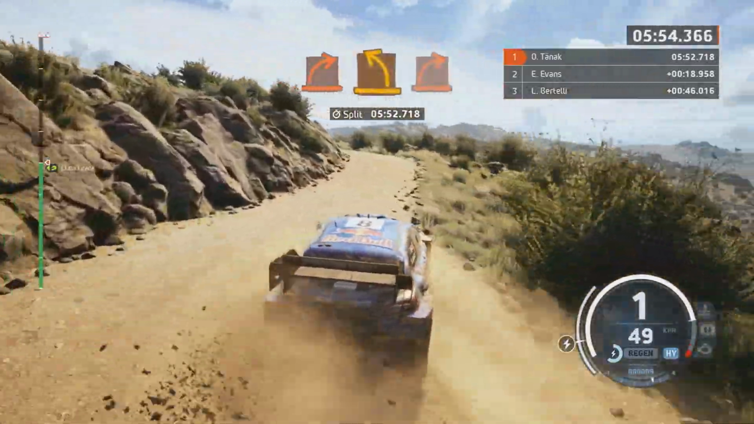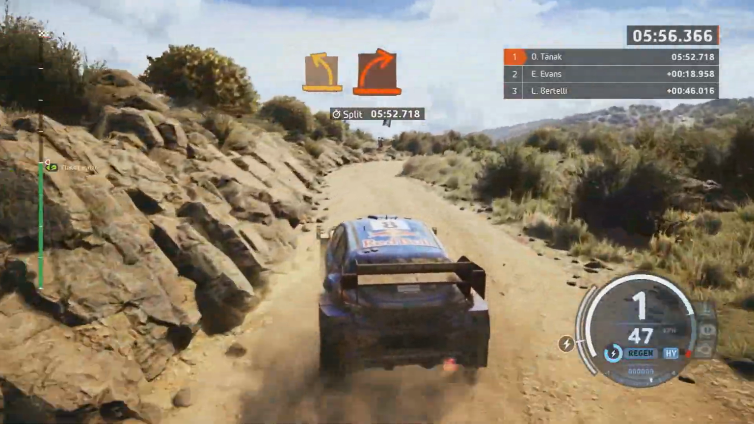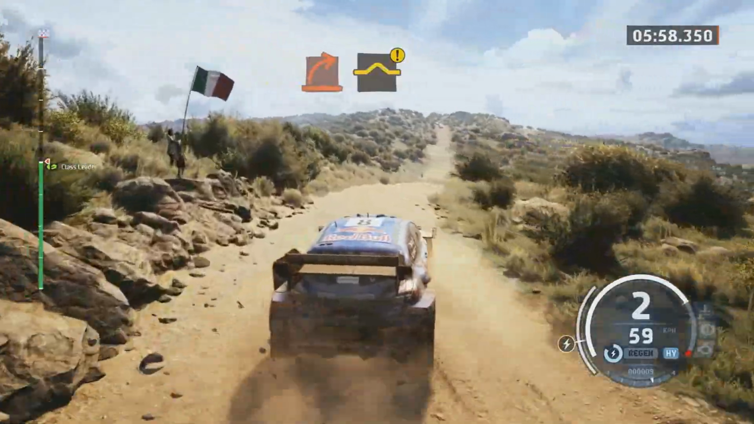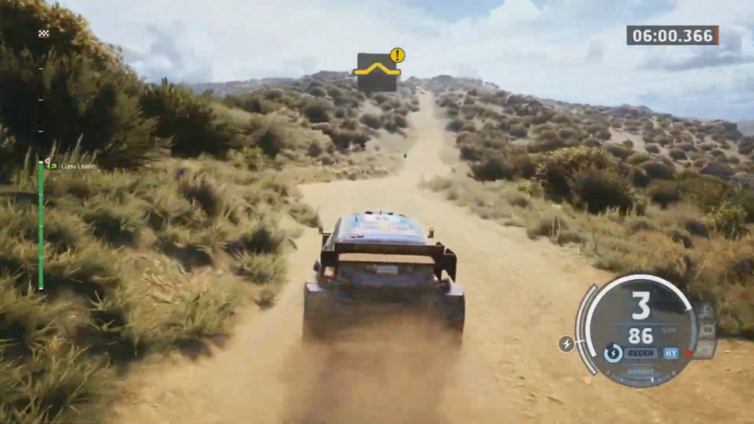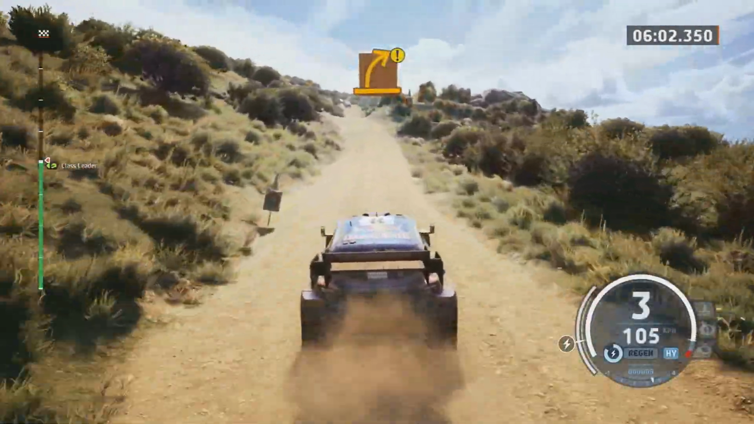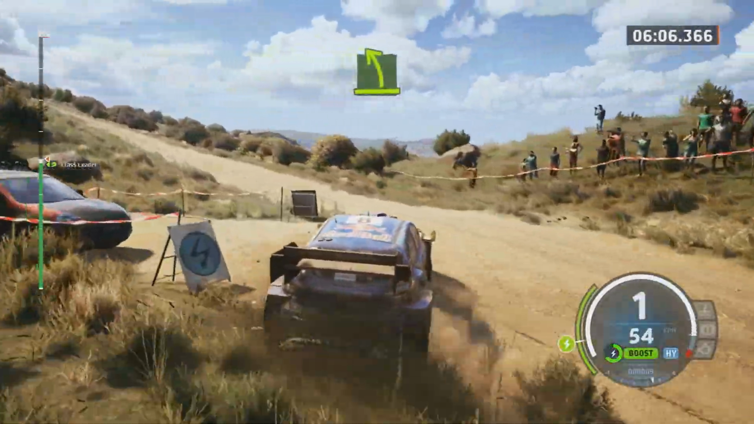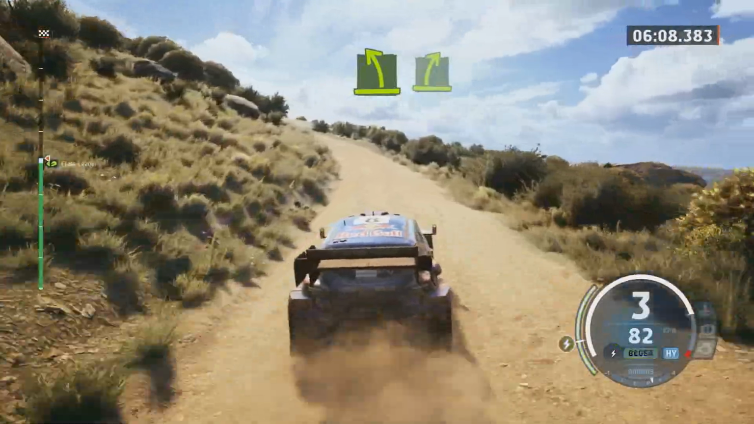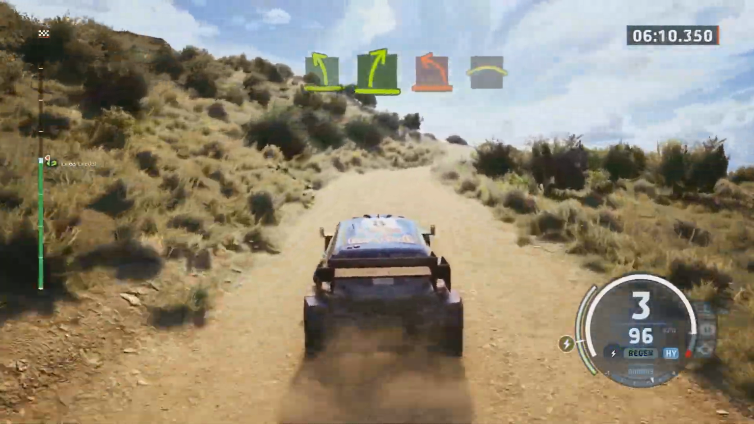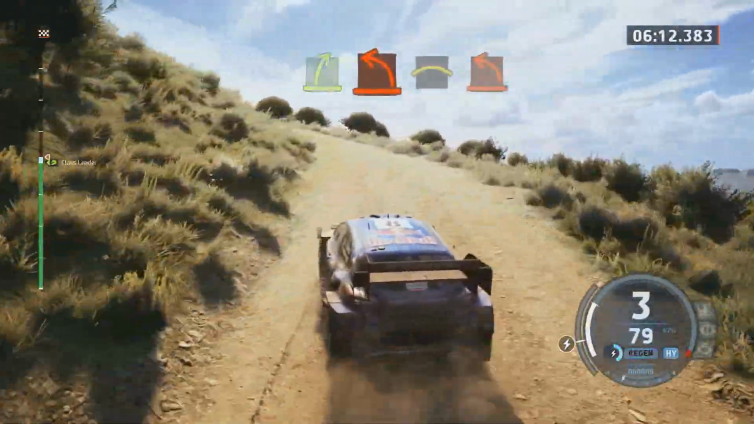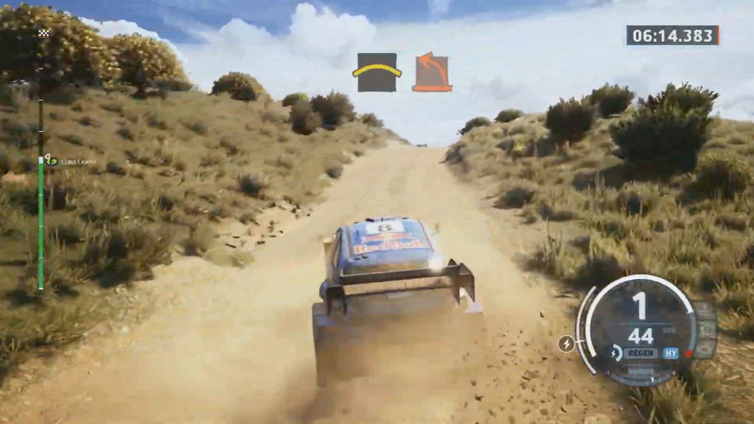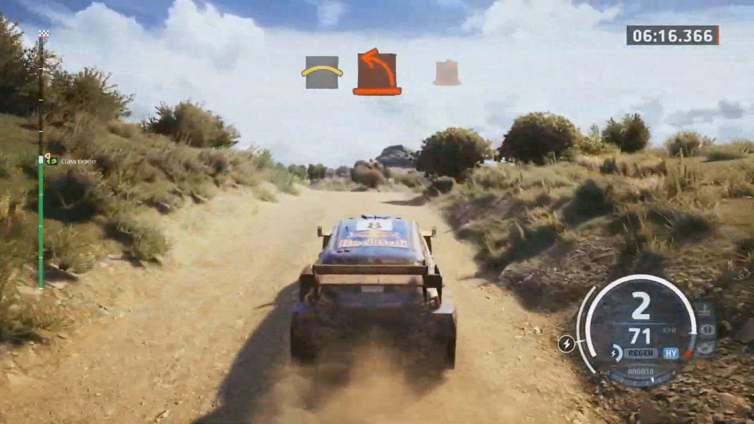To hard right. Caution right of a bump. Medium right. Crest. Easy left. Into easy right. And hard left. Crest. To hard left. Into hard right.